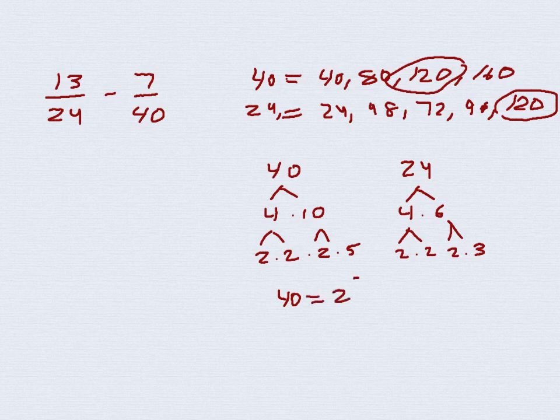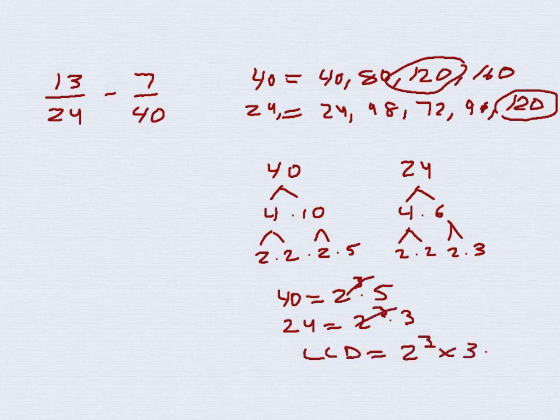40 is 2 to the third times 5. 24 is 2 to the third times 3. So your lowest common denominator must use the highest. You need 2 to the third. You need a 3. And you need a 5. 2 to the third is 8 times 3 is 24 times 5. Of course, it's 120. Both methods match.